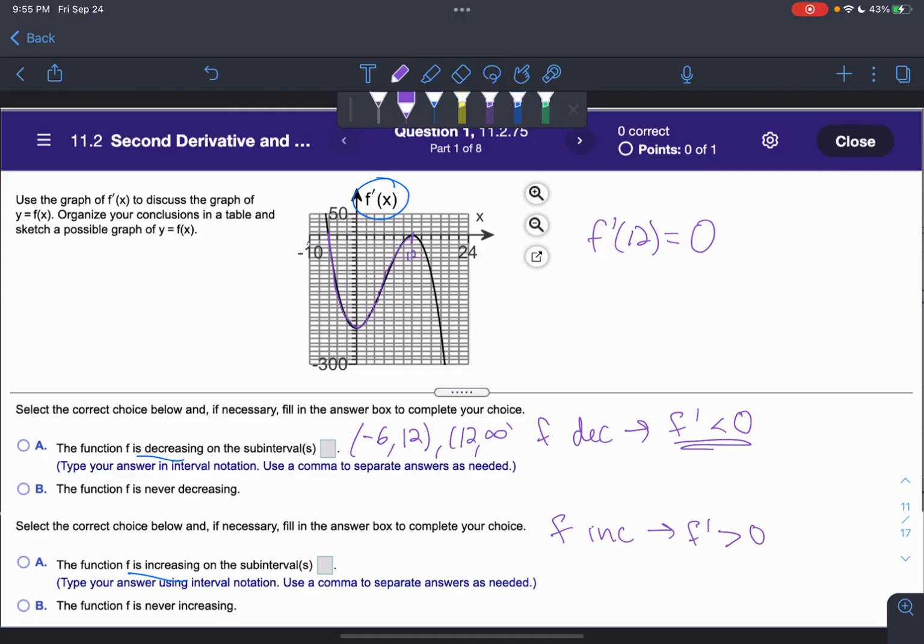Because if we were to draw a sign chart, you would have 12 as a partition and negative 6, and then you'd put zeros because they touch the x-axis. So that's why you would not include it in our interval for the first question. Okay, so that's our intervals for the first part. And then the second part is just the leftover piece that's positive. My f prime is positive from negative infinity to negative 6.